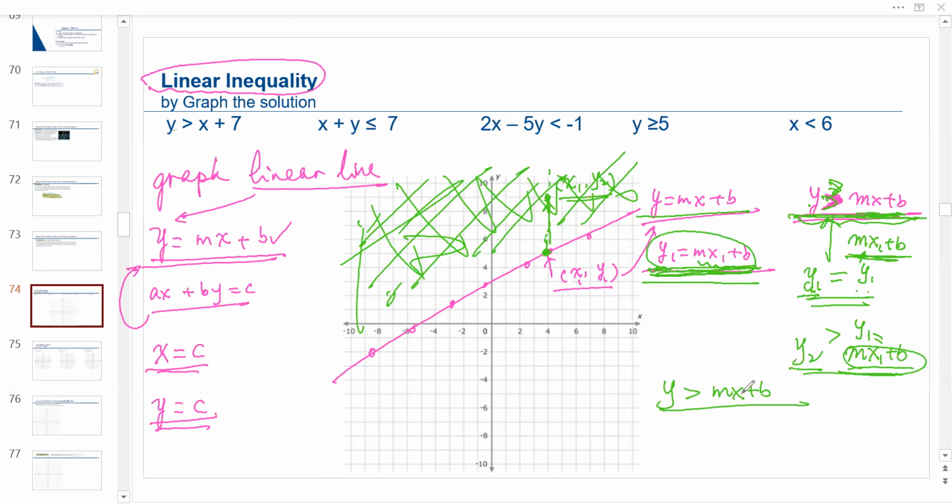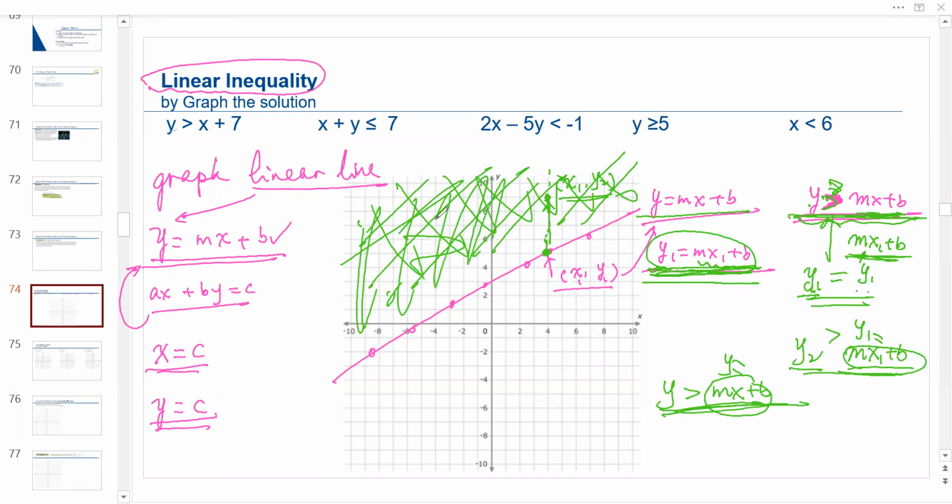So it means you need to find this one. This one actually is the line here. We find y equals mx plus b, which is actually their borderline, right? Any dot above this borderline will match this situation.